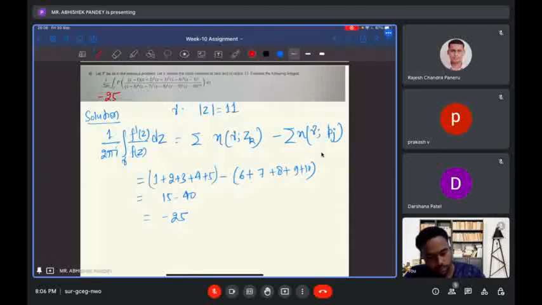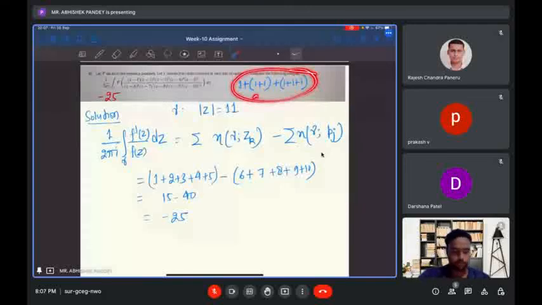So the index number of 1 is 1, plus the index number of 2 is 1, then again the index number of 2 is 1 because 2 is counting multiplicity 2. Then again the index number of 3 is 1, and since it is counting multiplicity 3, we will write this. Combining this you will get 1 plus this is 2, this is 3. Is it clear?